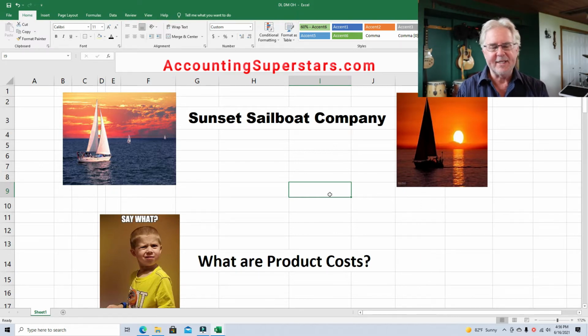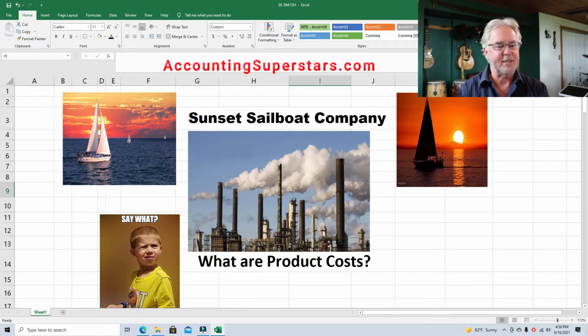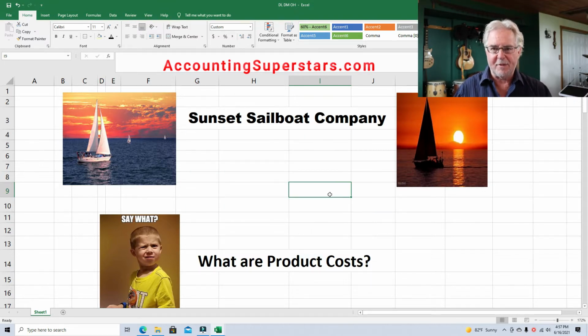Well, today's lesson is about product costs. Very, very simple, very easy. Product costs have to do with the factory or manufacturing, building a product, providing a service. It's about the people and the materials that are actually being used to build a product. Now we're going to contrast that with period costs, and we'll review that.